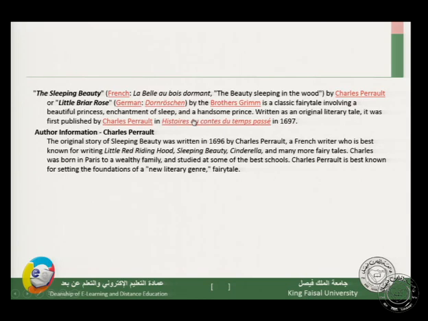It was first published by Charles Perrault in his book. This is French, okay? So you don't need to worry about it. So, written as an original literary tale, it was first published by Charles Perrault in his book. The author information, who was Charles Perrault, you read this and you have to remember this biography about Charles Perrault as a French writer. Okay, you read it and remember it for the exam.